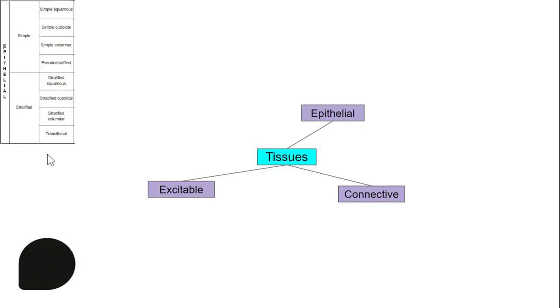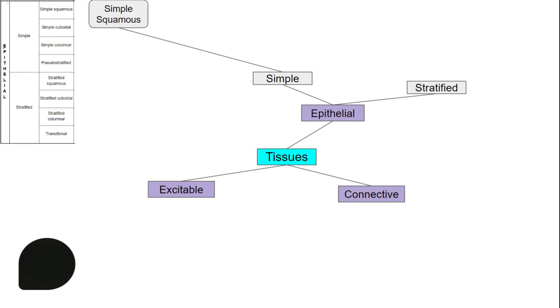All right. I'm just going to look at this epithelial section up here for now because we're going to talk about epithelial tissue. They're tissues that line the inside and outside of our bodies. And we had two categories, simple, which was one cell layer thick, and stratified, which was two or more cell layers thick. Looking at simple, we had four different kinds of simple epithelium.